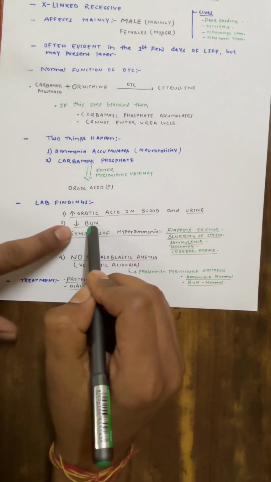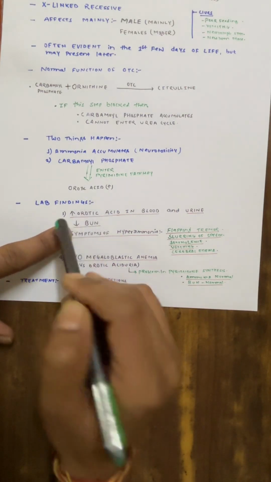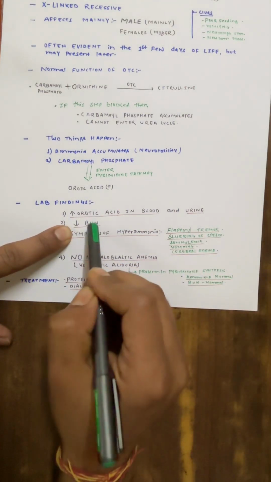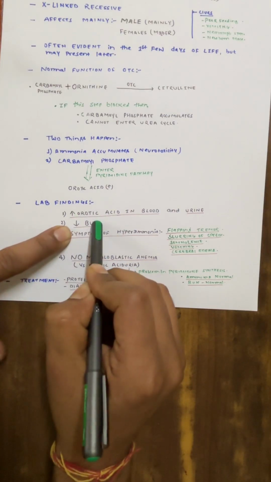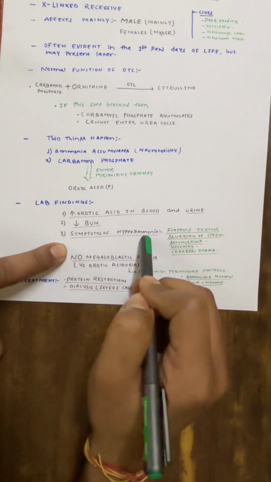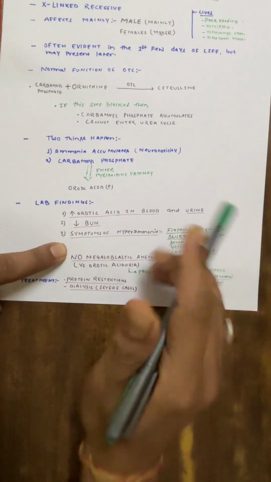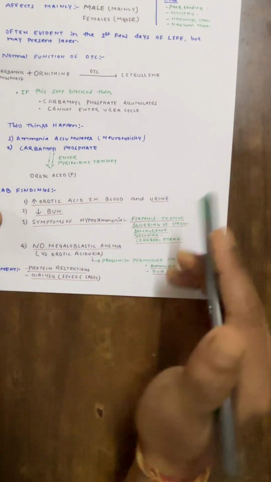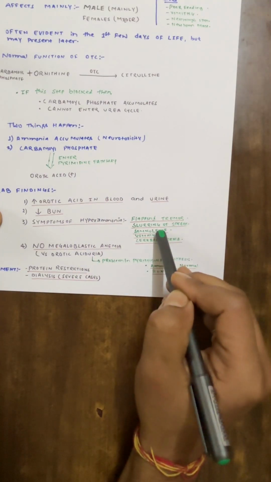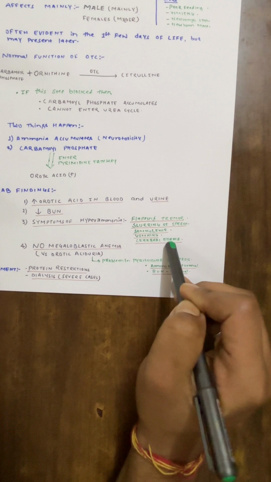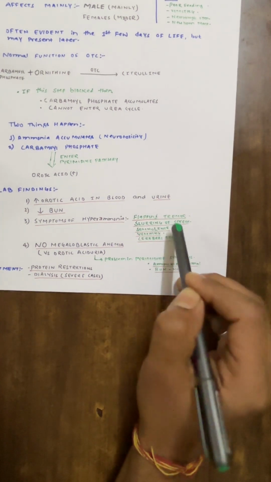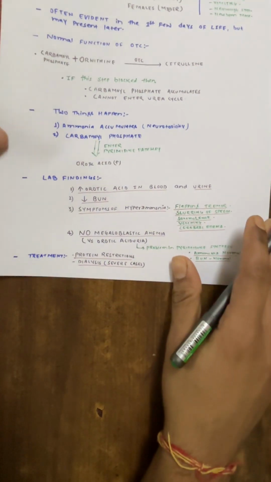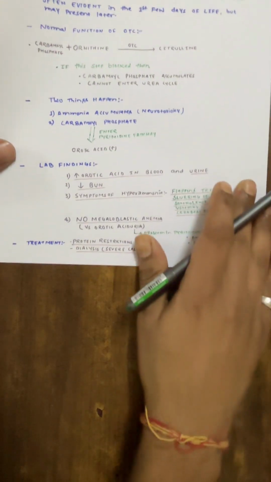Then decreased blood urea nitrogen. Why? Because the ammonia is not entering into the urea cycle, so no urea formation, so blood urea nitrogen is decreasing. And then there are symptoms of hyperammonemia, because ammonia is getting accumulated in the body. We all know the symptoms of hyperammonemia: flapping tremors, slurring of speech, somnolence, vomiting, and cerebral edema. We learned how these symptoms occur in the previous video. Now, one important point.